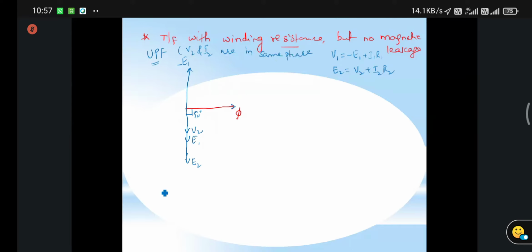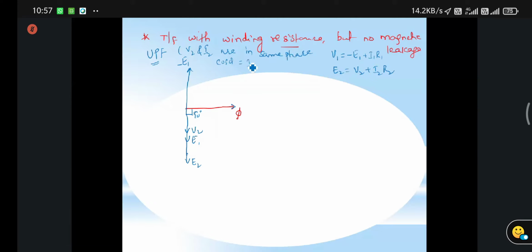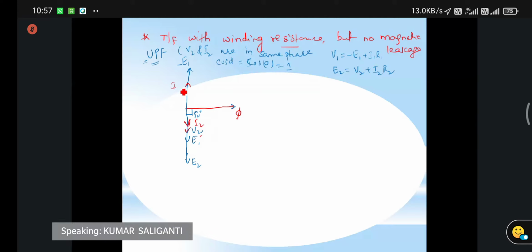Same phase here, so the angle will be 0. So cos phi equals 1, unity power factor. Cos phi means you can take phi equal to 0 here, and cos 0 equals 1. Here you have to consider this I2, because I2 and V2 are in the same phase, the same direction. So if you reverse this I2, then you can get I2 dash.